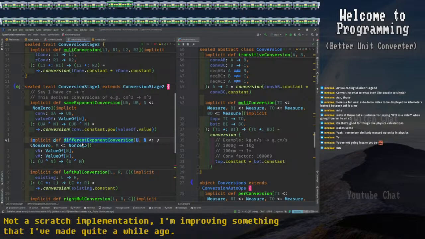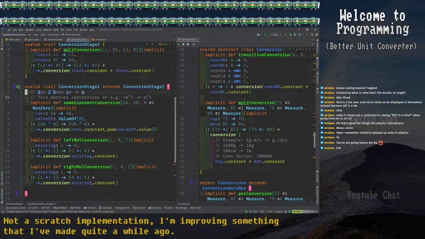However, if I have... Yeah, no, converting meters per second to meters per second squared without another value of seconds makes zero sense whatsoever. But if I'm converting meters to minutes... No, that's already solved by same exponent conversion, so I actually don't need different exponent conversion. Get this out of here. Thank you.